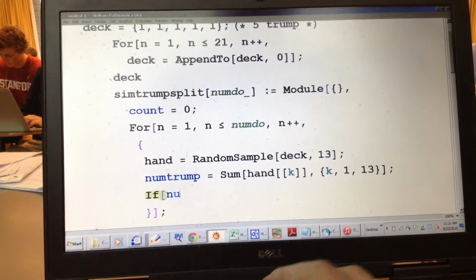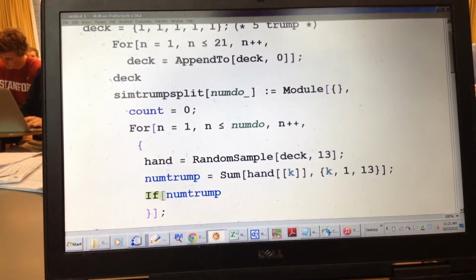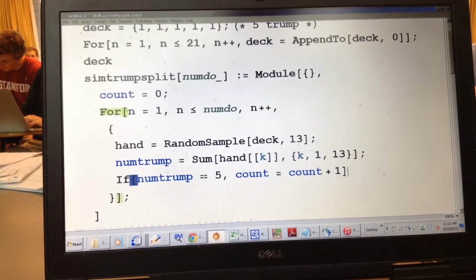If NumTrump equals 5, count equals count plus 1. So what I'm doing now is the double equals is for comparisons. If the number of trump happens to equal 5, then we have all 5 hearts, and we increase that count by 1. We found another one, and we have another success. If not, it's a failure.